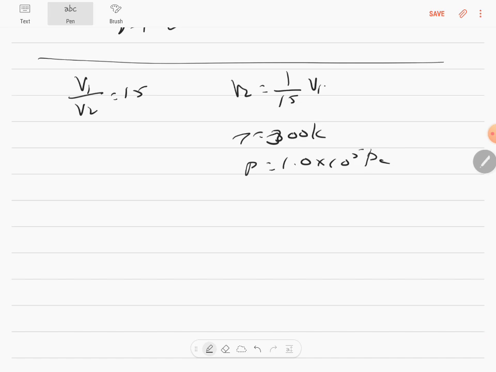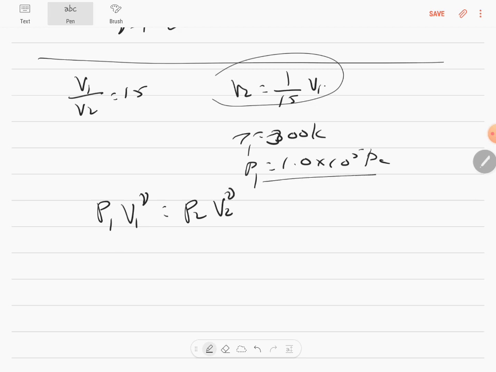So this is initial P1, initial temperature T1, and the volume ratio is like this. P1 V1, you know, this is the relationship between P1 and V1. P1 V1 to the power gamma is equal to P2 V2 to the power gamma. So then you know P1. You can write V2 in terms of V1.